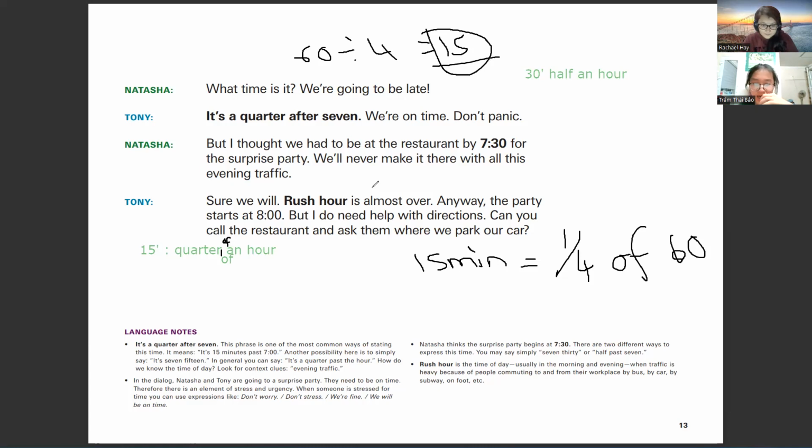When someone is stressed for time, we can use expressions like don't worry, don't stress, we're fine, we will be on time. So if I say to you, I'm late, I've got 10 minutes to get to the party, but the party is half an hour away, you will say to me, don't stress, drive carefully, it's fine. You will get there with enough time.